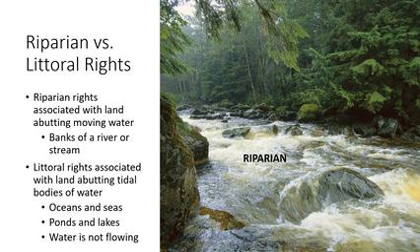Riparian versus littoral rights. Riparian rights are associated with land abutting moving water, banks of a river or stream. Littoral rights are associated with land abutting tidal bodies of water, such as oceans and seas, ponds and lakes, and the water's not flowing. So riparian, you remember, it's river rushing. So I think of RRR, riparian, river rushing. The water's moving, okay? Littoral, I remember that with LLL. Littoral, lazy, lake. The water's not flowing, it's just kind of sitting there.